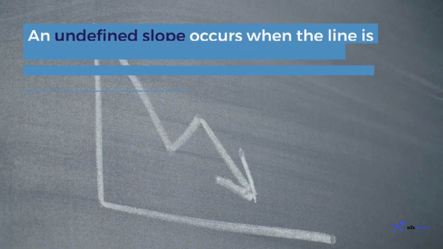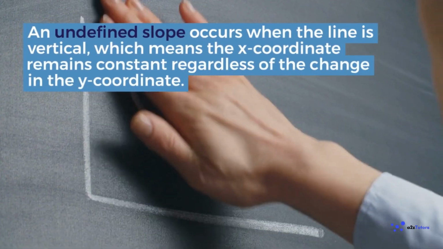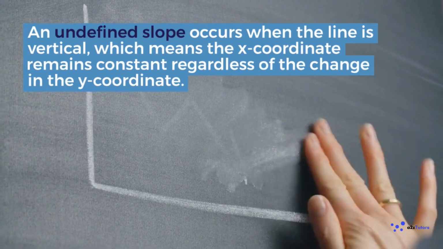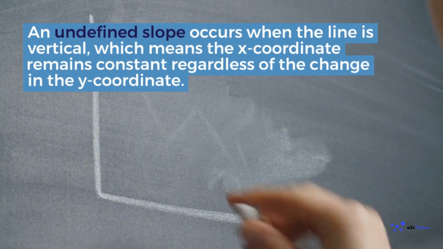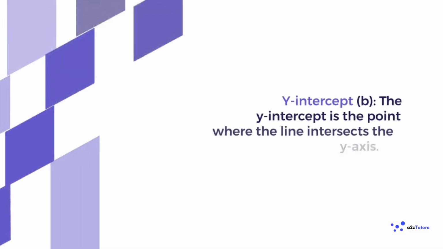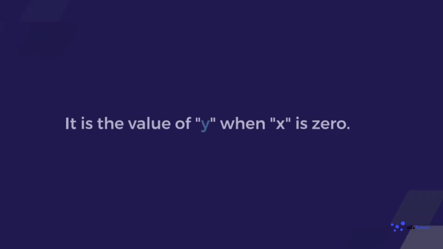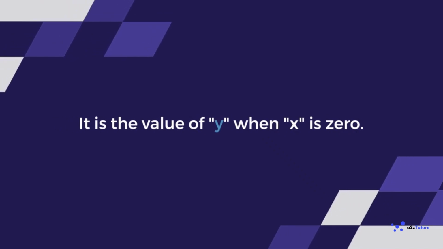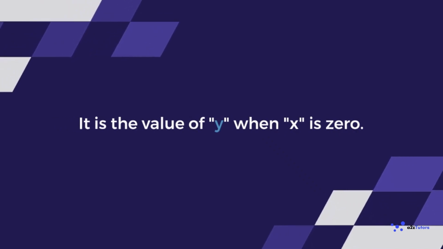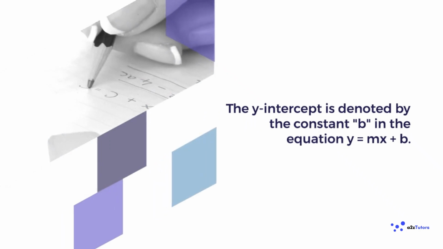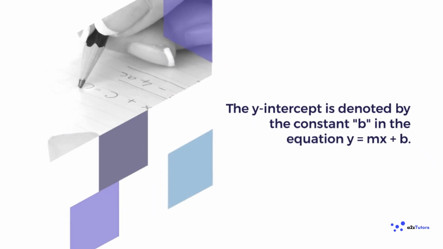An undefined slope occurs when the line is vertical, which means the x-coordinate remains constant regardless of the change in the y-coordinate. Y-intercept. The y-intercept is the point where the line intersects the y-axis. It is the value of y when x is 0. The y-intercept is denoted by the constant b in the equation y = mx + b.